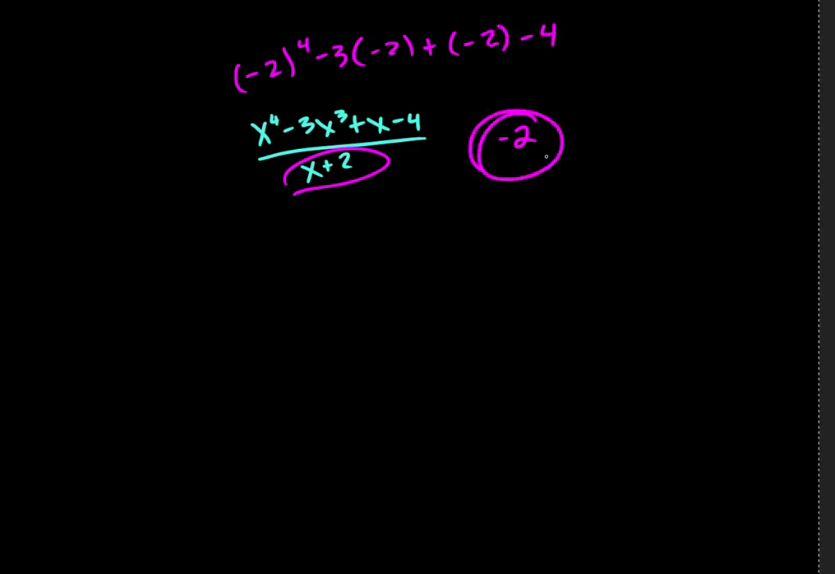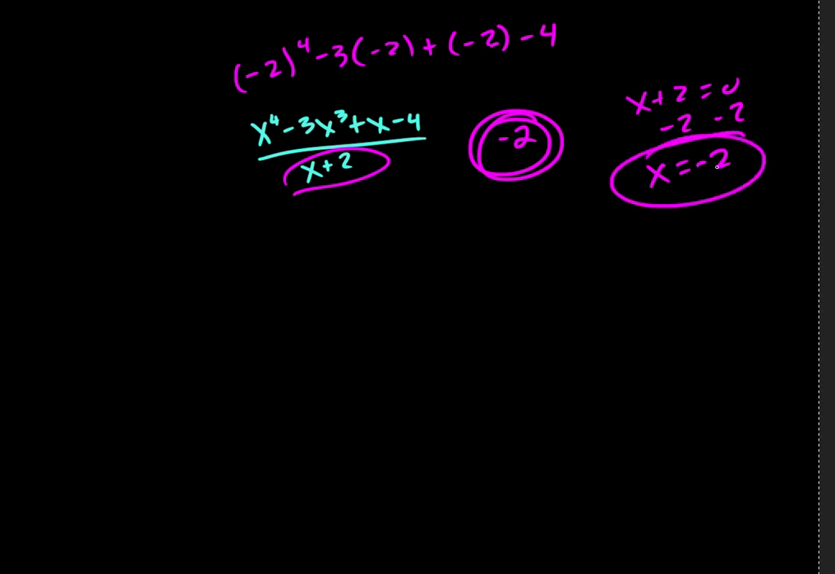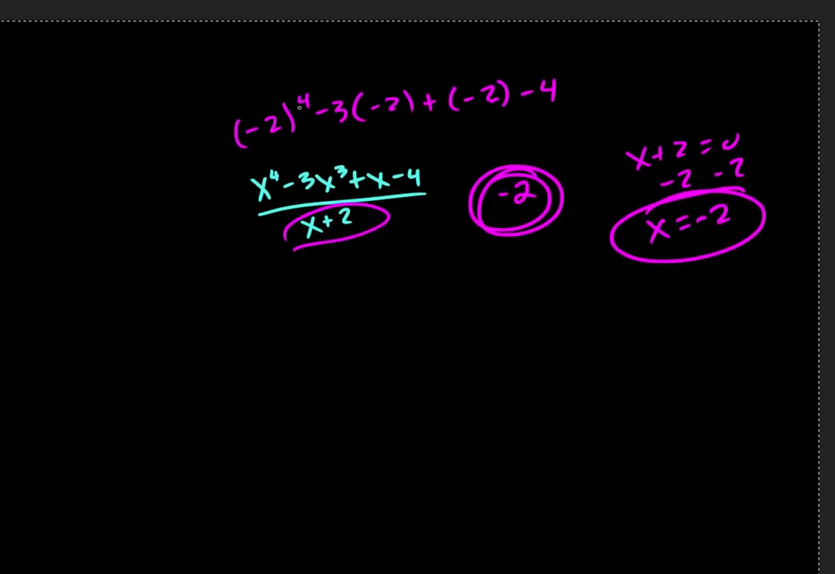So once again, I just plugged in -2. So I did x plus 2 is equal to 0, subtracted 2 from both sides. I got -2, and then I plugged that in for all the x's on top. And this will tell us what the remainder is going to be. Okay, so if I do that, I'm going to get 16.